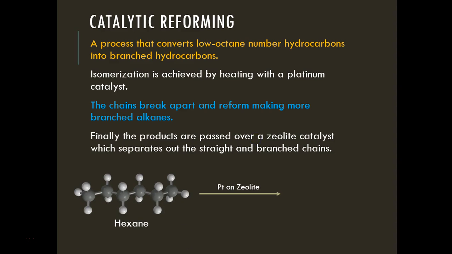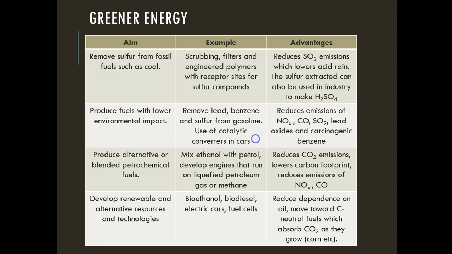So just a general example of this is breaking hexane apart and reforming a branched isomer. So we pass the hexane over a platinum catalyst through a zeolite, and we can form something like 2,2-dimethylbutane, which would have a higher octane rating because of the increased branching and the shorter main chain length.